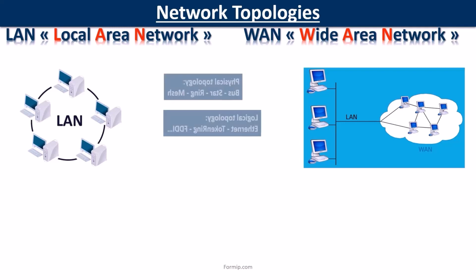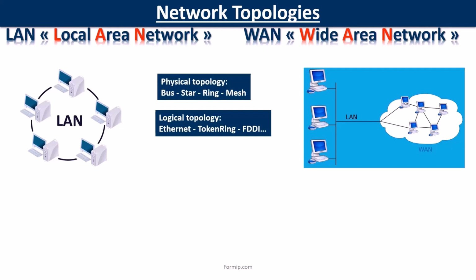There are two types of topology: physical and logical. Physical topology is the physical arrangement of devices in the network, that is, the way they are placed. And logical topology refers to how data flows through the network. Among the main categories of physical topologies, we have bus topology.